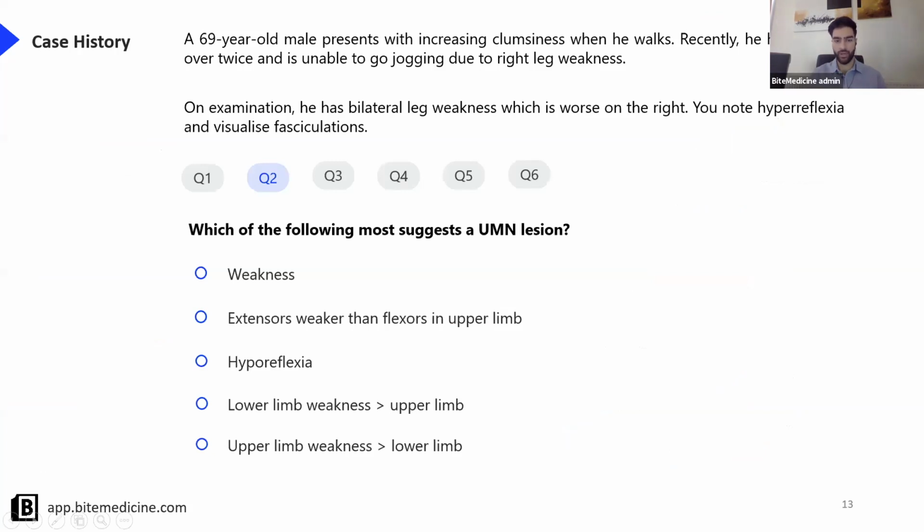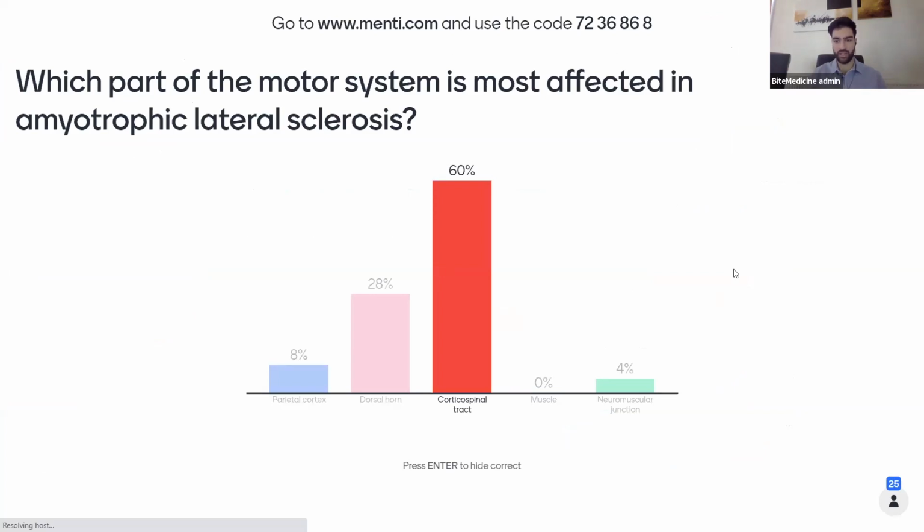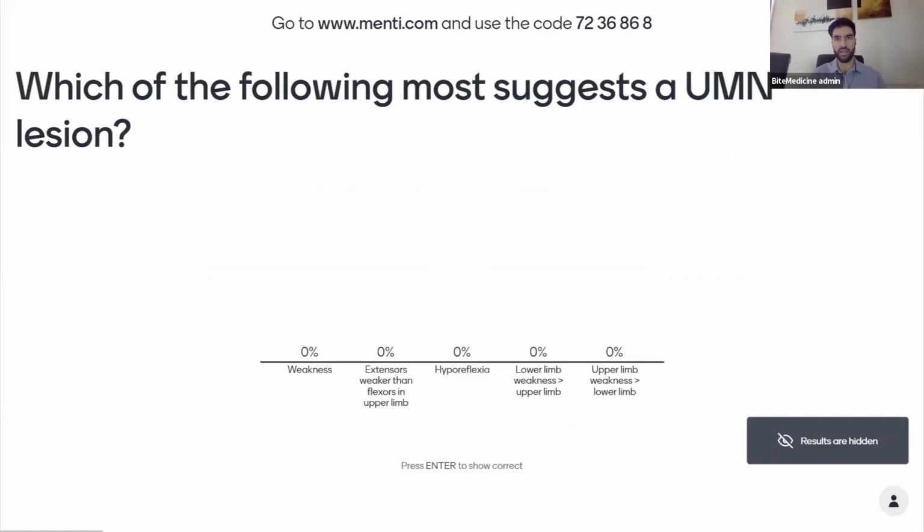Right, next question. So now we know the pathophysiology behind upper motor neuron and lower motor neuron disease. I want to ask you, which of the following most suggests an upper motor neuron lesion? So we've got weakness, extensors weaker than flexors in the upper limb, hyporeflexia, lower limb weakness greater than upper limb weakness, or upper limb weakness greater than lower limb weakness. Let's see what you think.